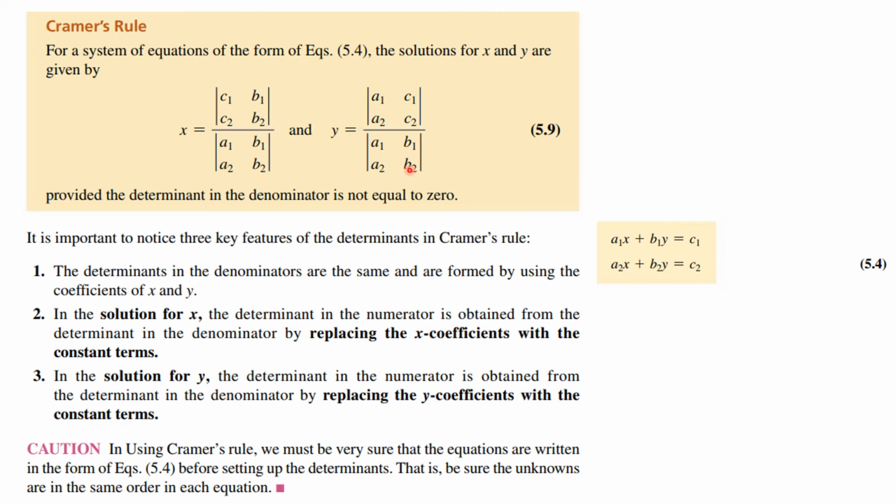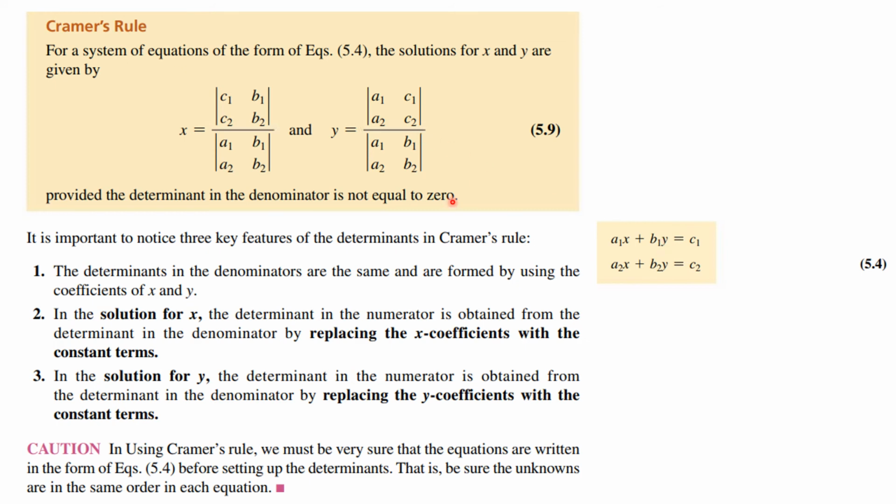Now to find the numerator, if we're solving for x, we replace the x coefficients with the constant terms. So I'm replacing the x coefficients with C1 and C2, and this one remains the same. And for solving for y, I'm going to replace the B1, B2 by the C1, C2 again. That's what I'm doing, and that's what this says.